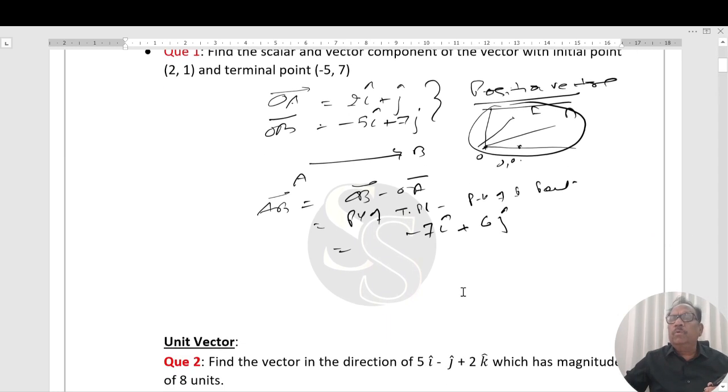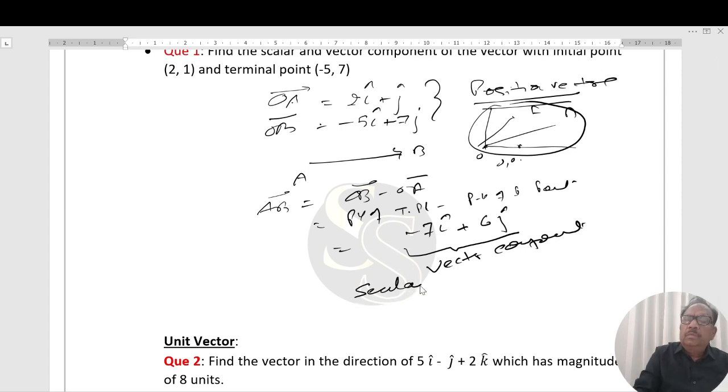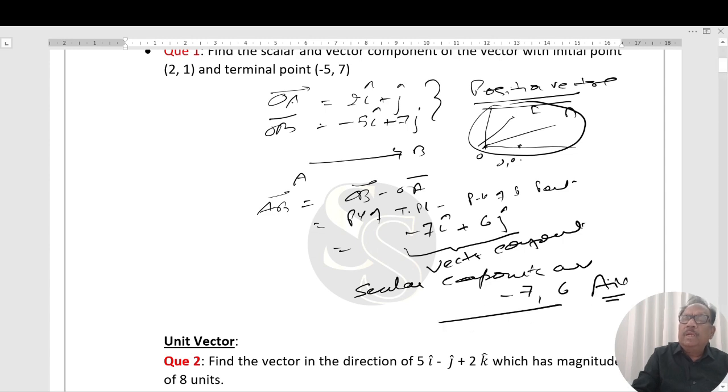Right? What is the requirement of the question? This is the vector component of the vector, and the scalar components are minus 7 and 6. This is the answer, right? Initial point, terminal point, position vector OA, position vector OB. We have to find the scalar components and vector component. I have explained all these things here. Next question.